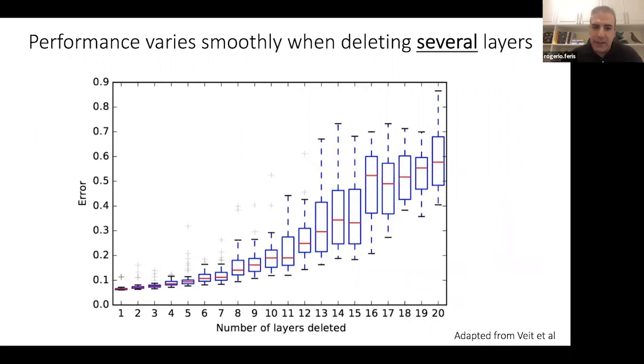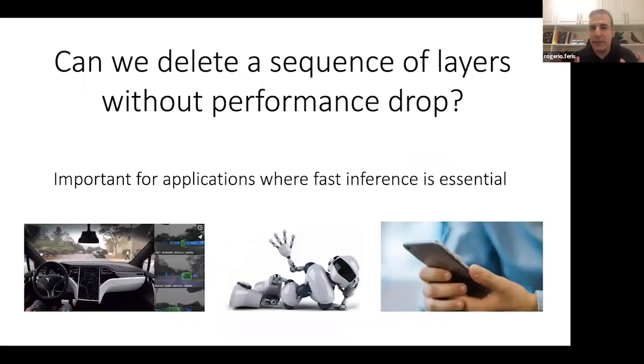Now, it's also interesting that as you drop a sequence of layers, the performance varies smoothly. Here you have on the x-axis the number of layers deleted. So now we are not deleting just one single layer, but a sequence of layers. And then on the y-axis, you have the error. You can see that the error increases smoothly, but it still increases as you drop more layers. Now, the question is, can we delete a sequence of layers without performance drop? This would be very important for applications where fast inference is essential. When you drop layers at test time, you are decreasing the computational expense of running the model. And that's important for applications like autonomous driving, robotics, cell phone applications, and so on.